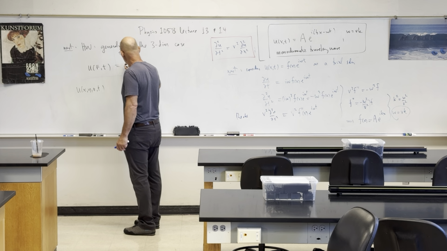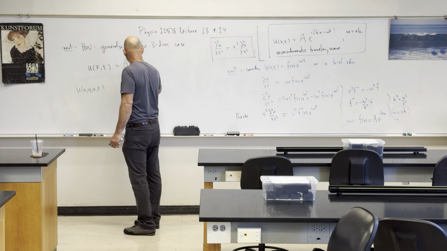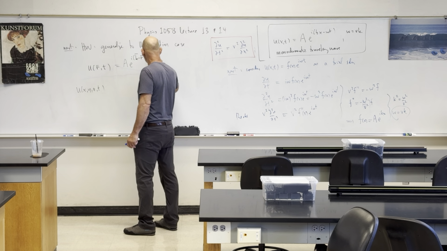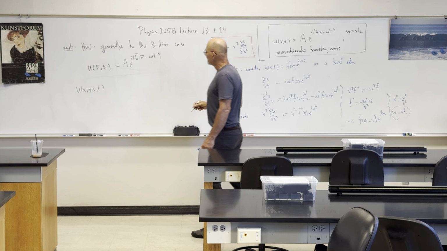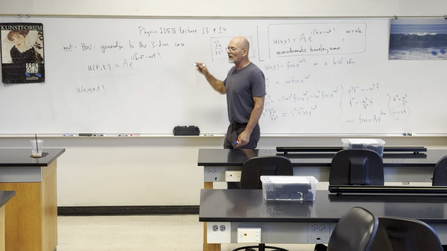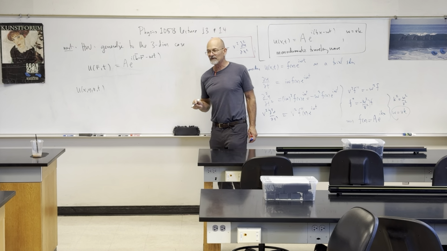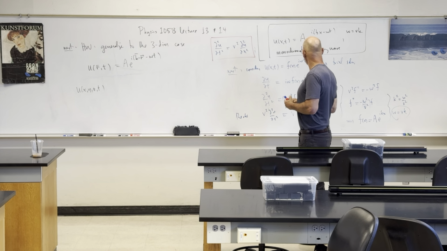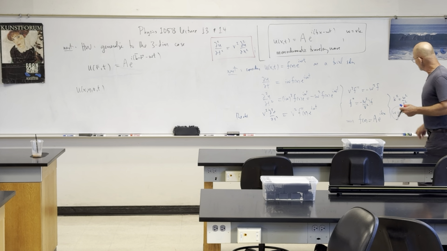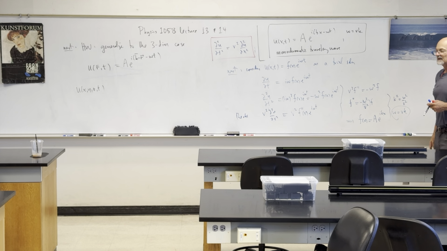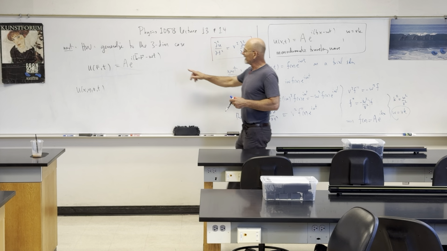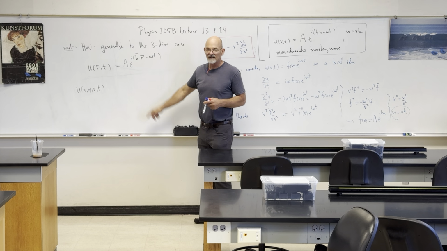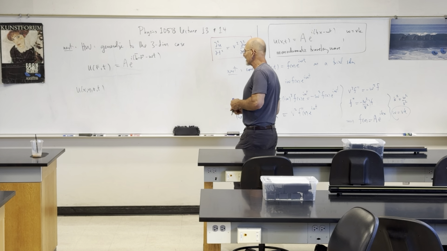Is going to be A e to the i vector k dot vector r minus omega t. So the homework is to show that this solves the three-dimensional wave equation that I've given you with that del squared operator. The thing is, here we were just satisfied to have k being equal to a number, but here k has to be equal to a vector. So we need to somehow determine a little bit more about what k is.